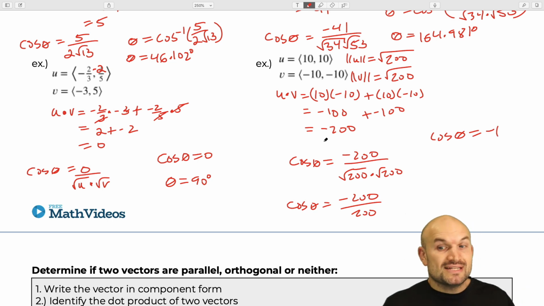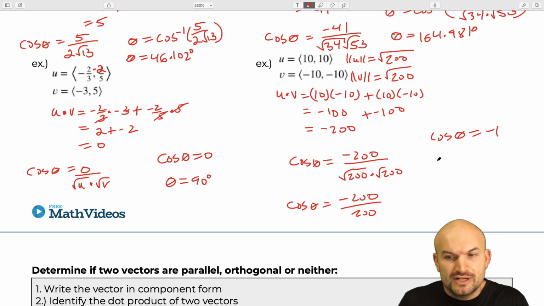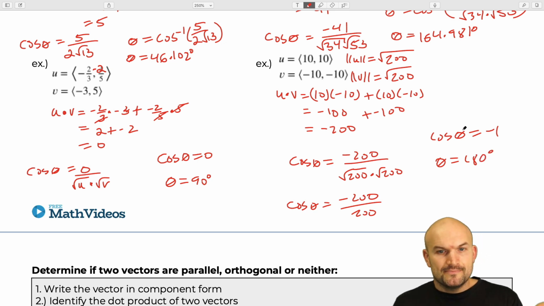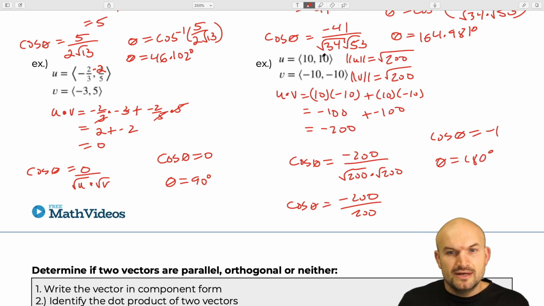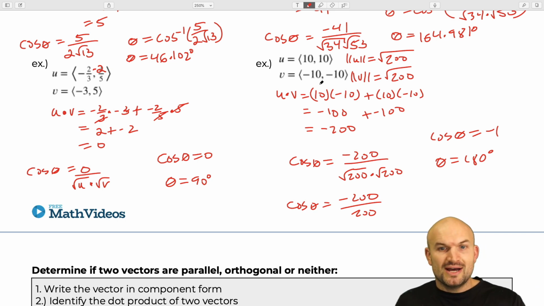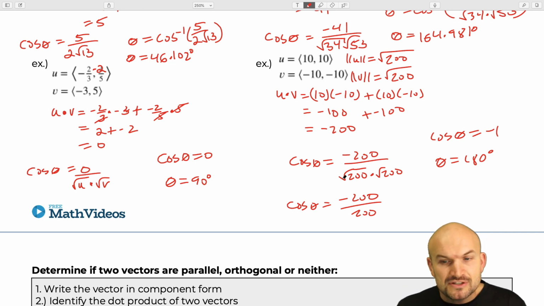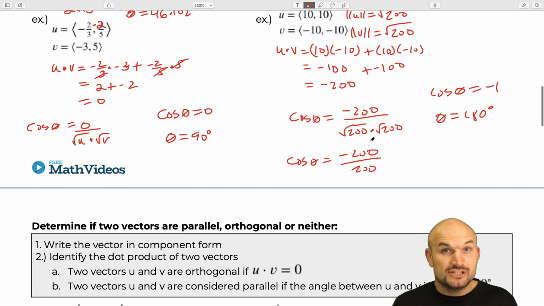Now, if you take the cosine inverse of negative 1, what you're going to get is theta equals 180 degrees, right? Which, again, would make sense if you look at these two vectors. This one is going up and to the right, and this one's going down and to the left, exact same distance. So you can see the angle between those is going to be 180. So when you have those vectors that have that angle between them as 180, we could also call them parallel. But a lot of this is a lot of work just to determine if something's parallel, orthogonal, or neither.